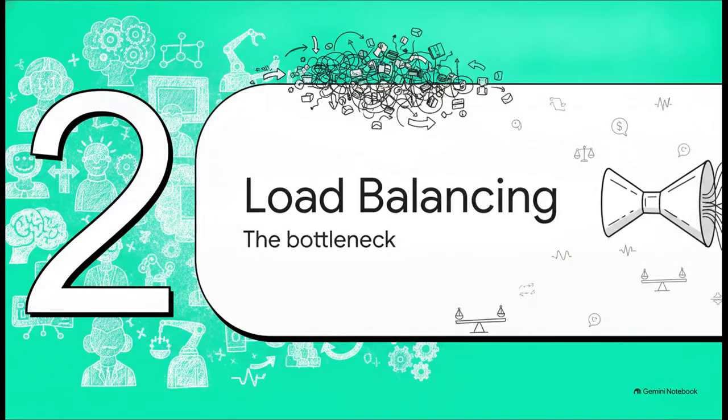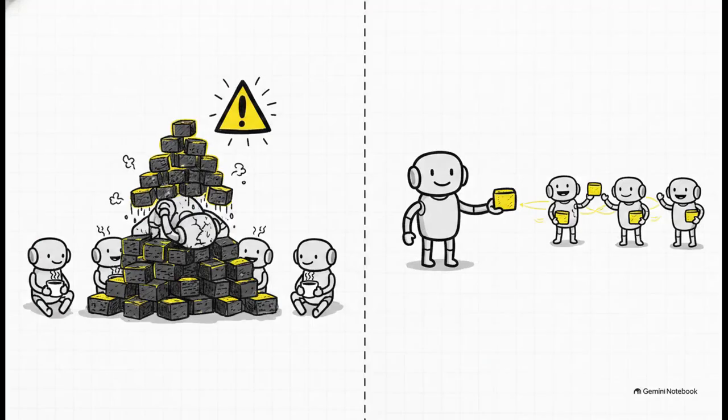Section 2, the load balancing problem. Having all these incredible specialists brings up a major logistical nightmare. Imagine you're running a massive workplace. You've got a dispatcher handing out tasks to 100 different specialists. What happens if suddenly 90% of the tasks coming in today are about math, and your dispatcher tries to send every single one of them to your one math expert?